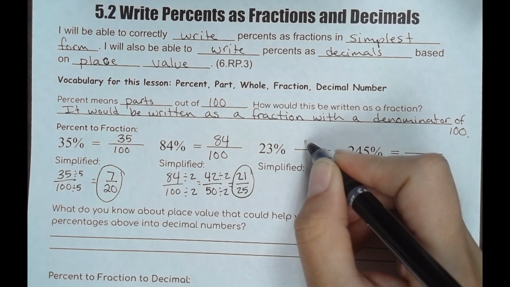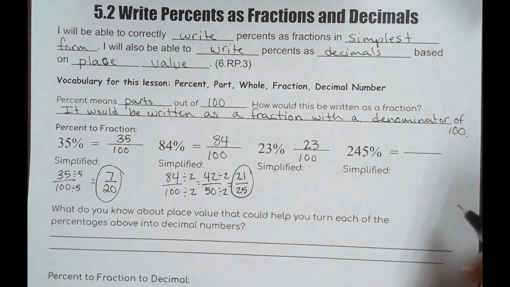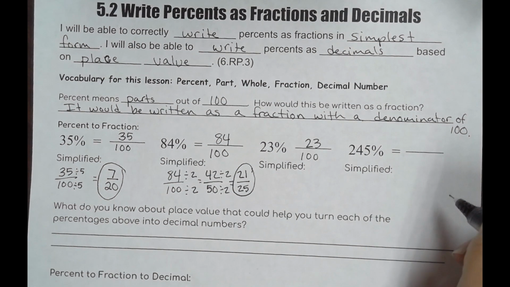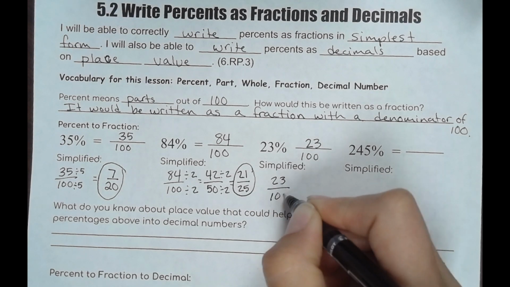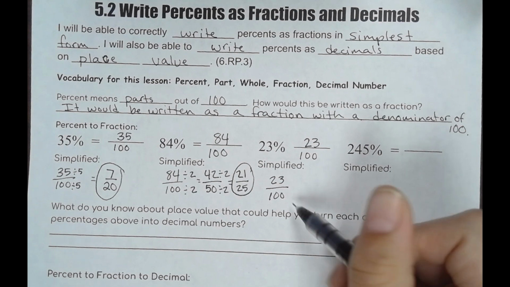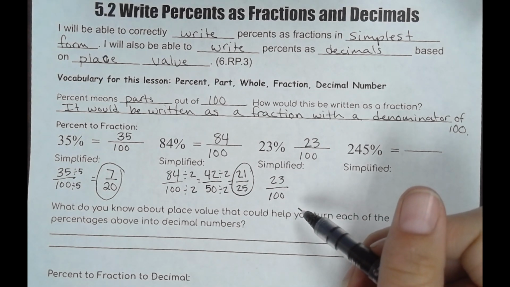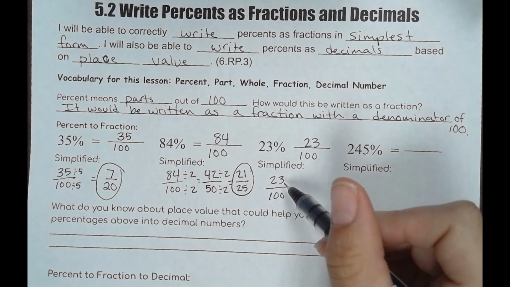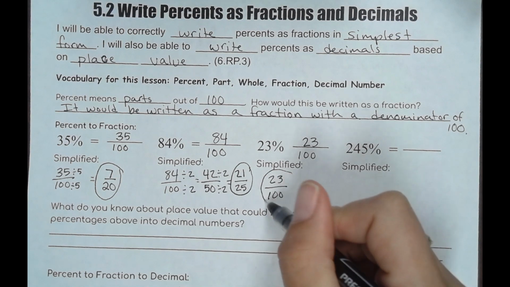Okay, 23% would be 23 over 100. Now simplifying that, what can go into both 23 and 100 to simplify this down? Remember our tricks of using 2s and 5s? Will 2 go into 23? No. Will 5 go into 23? Nope. So that's as simplified as it's going to get.